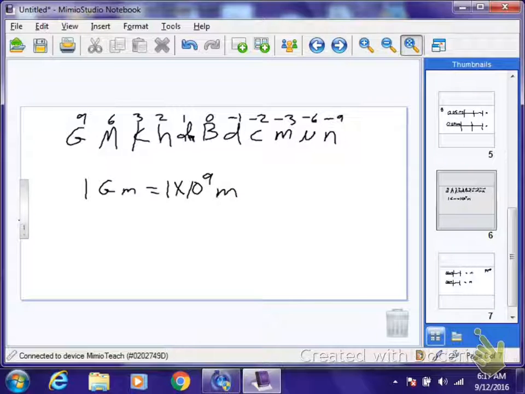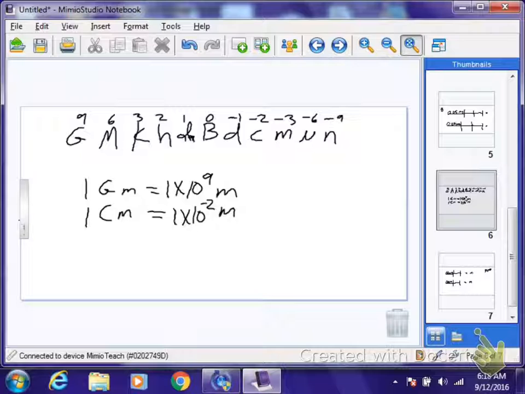If it was centimeter that we're looking at, then we would look at centimeter, and it's to the -2nd. So we would put 1 centimeter, since it's a prefix, and that would equal 1 times 10 to the -2nd meter. See how that goes? It's pretty simple. Just always put a 1 in front of the prefix when you do these conversions, and then you're always consistent.